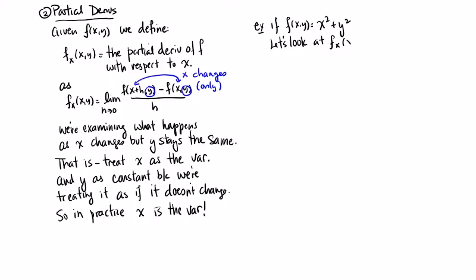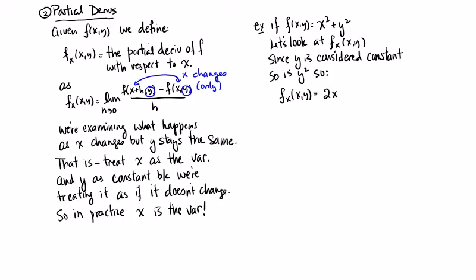f sub x of x, y. So in that case, y is treated as a constant, let's say, considered constant for the purposes of this derivative. y squared is also constant. So when we take this derivative, we take the derivative of x squared, and that's 2x, because x is a variable. But we take the derivative of y squared, and we get 0.